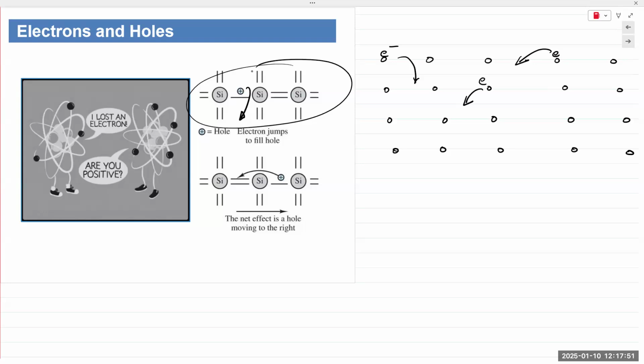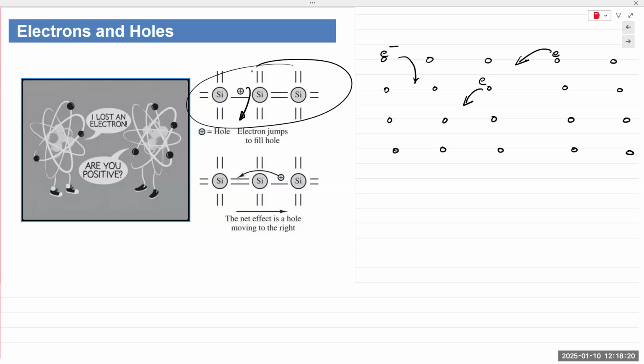It left behind an empty spot. And because it left behind an empty spot, there could be another electron some other place in the structure that could move into that spot. And so now, if the electrons are moving towards the right, the empty spot is moving at the exact same time. Well, not exact same time, but with a slight delay, that empty spot is moving towards the left.